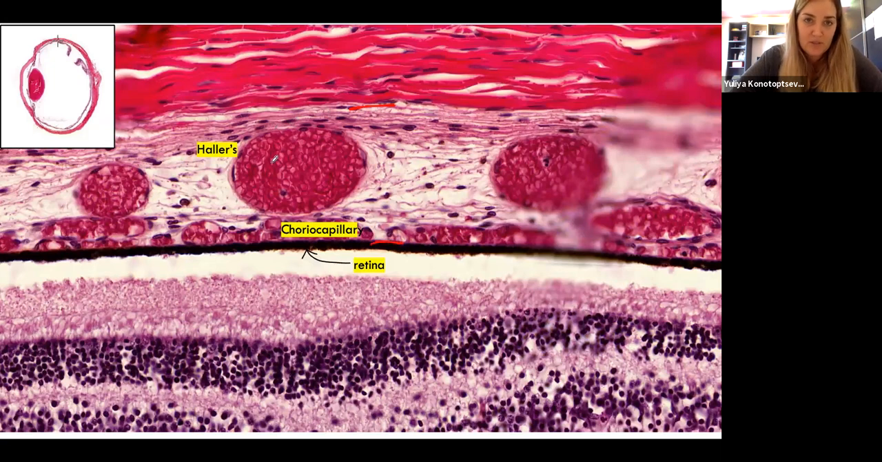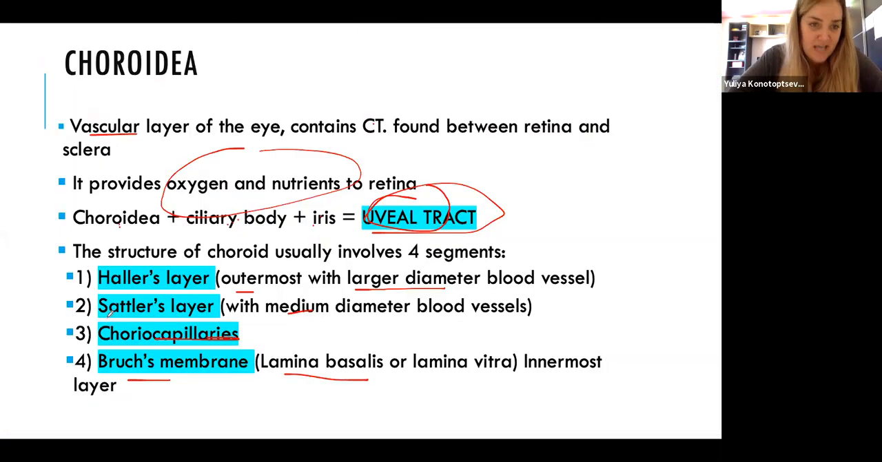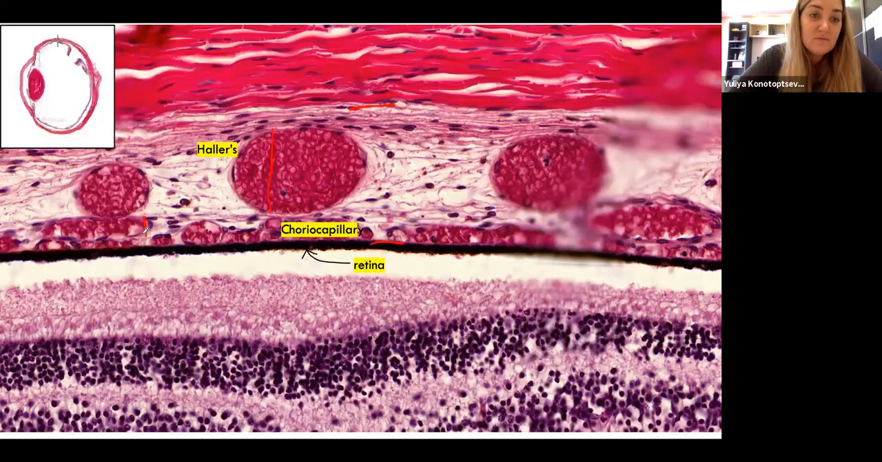So the top layer is Haller's layer, right? This is the layer where we have huge blood vessels. The second layer until here, right? So how did we call it? It was Sattler's. But not every professor agrees that this is Sattler's. Some professors say there is no Sattler's in here, that there is simply Haller's and choriocapillaris. But some say that this is Sattler's. The third layer is the choriocapillaris.